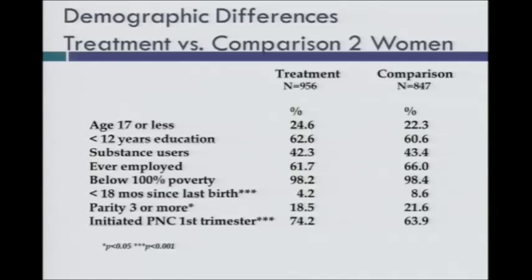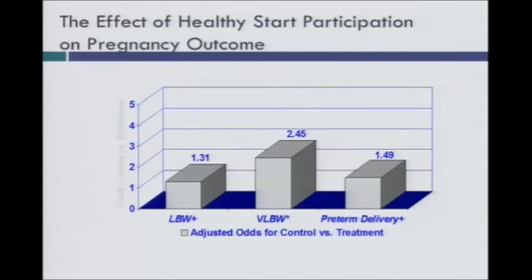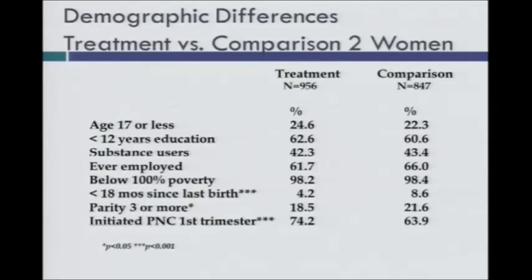So this is a breakdown of this second comparison group of women. They're fairly similar, and there are some differences. Women who were in the comparison group didn't get into prenatal care as early. So you can see 64% got into prenatal care in the first trimester compared to about 75% who did prenatally. So those were our two comparison groups.